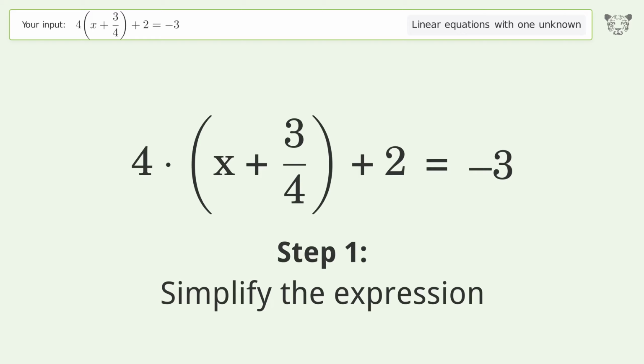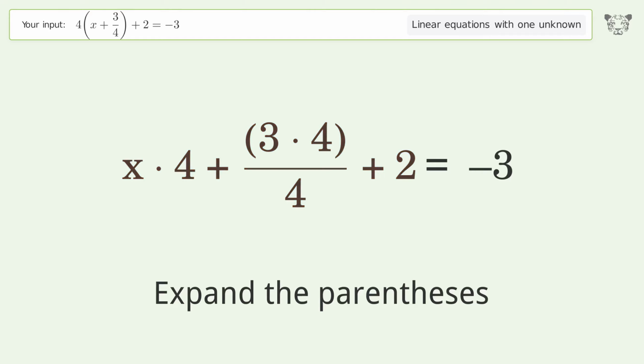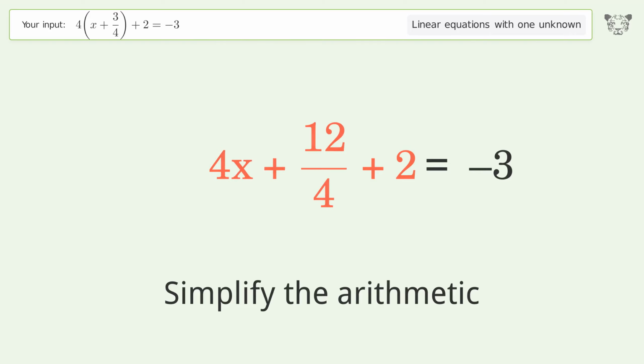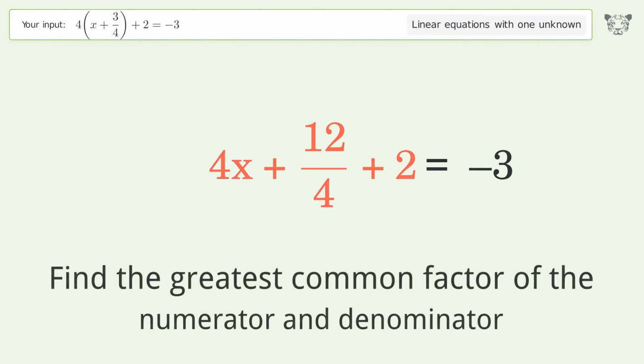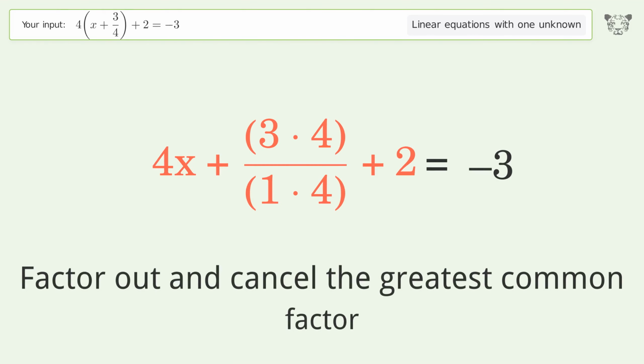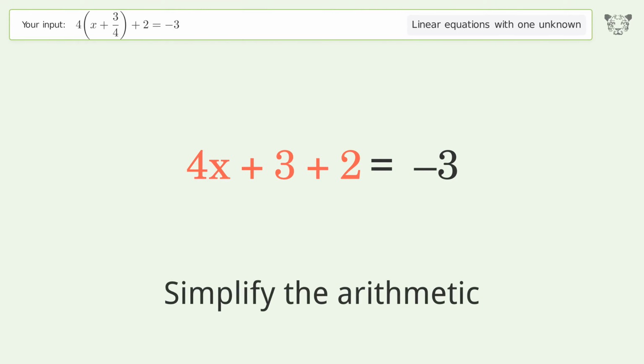Simplify the expression. Expand the parentheses. Simplify the arithmetic. Find the greatest common factor of the numerator and denominator. Factor out and cancel the greatest common factor. Simplify the arithmetic.